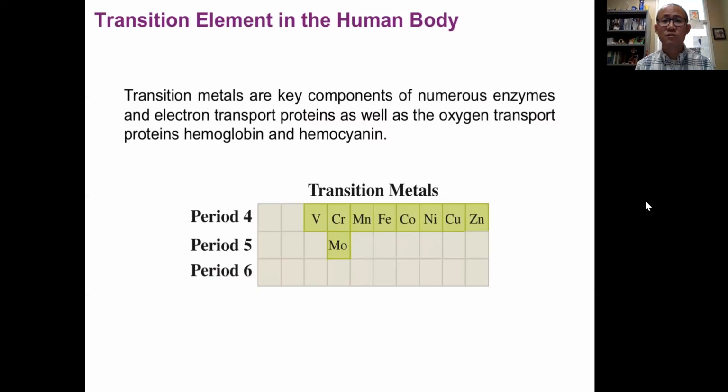A lot of transition metals are key components of our enzymes, serving as cofactors of our enzymes. If you study biochemistry, you will see a lot of these transition metals like manganese, iron, cobalt, zinc, etc. They are present in our human body as trace minerals. So that is the first part of this chapter.